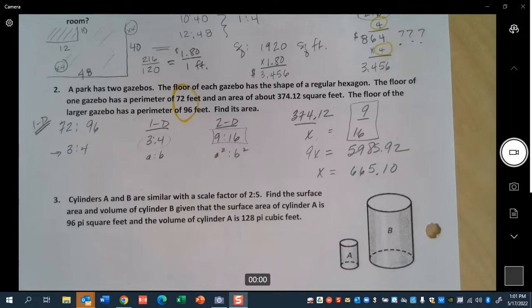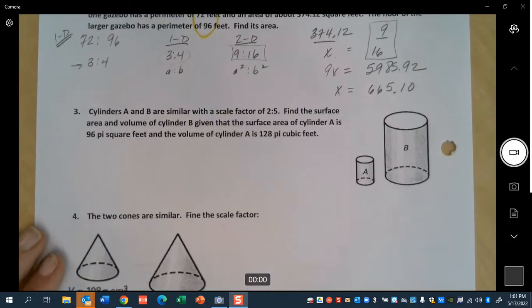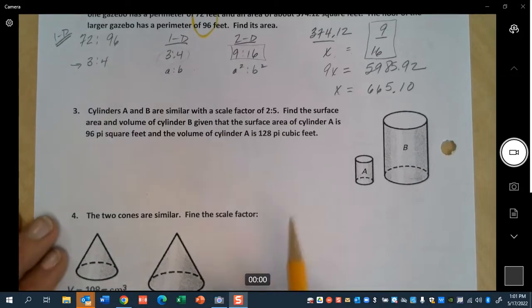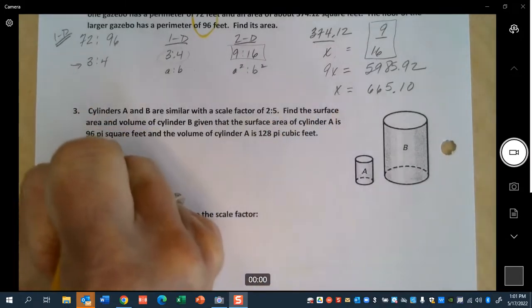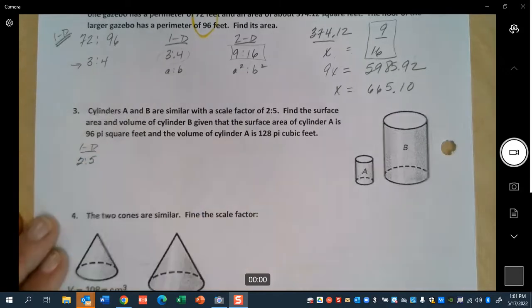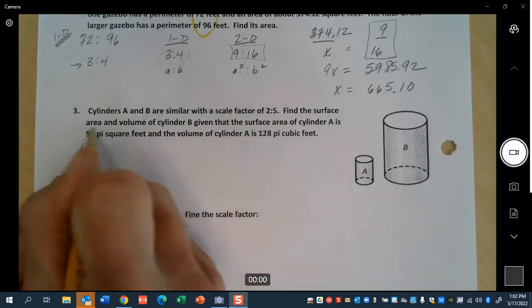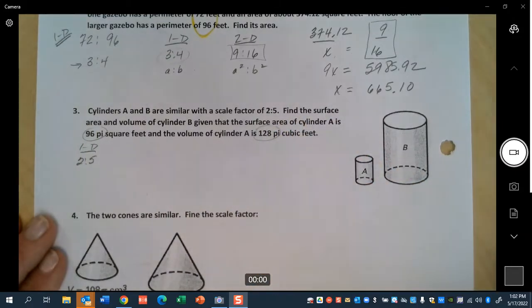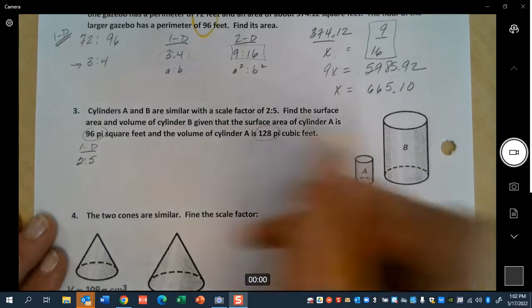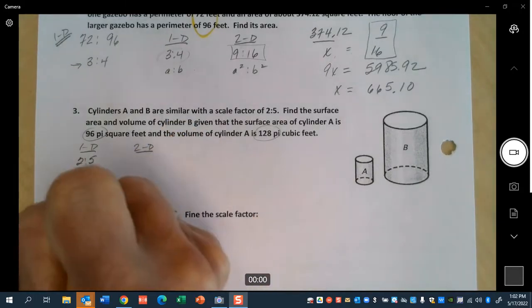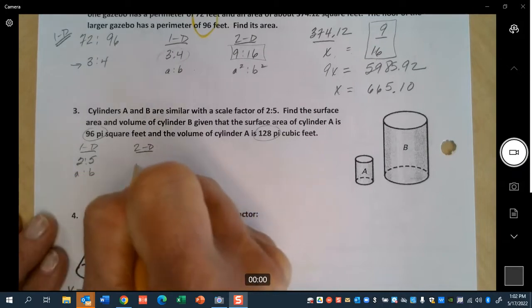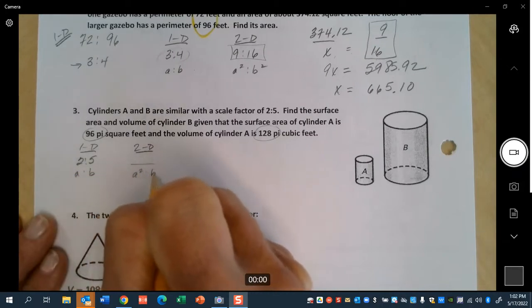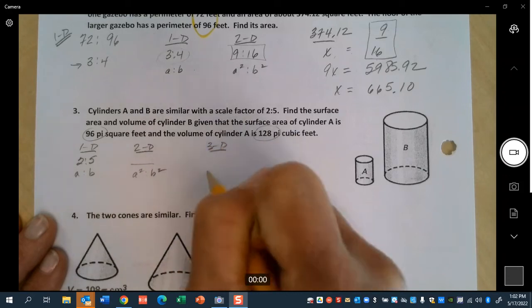All right. So let's talk about cylinders A and B. Cylinders A and B are similar with a scale factor of 2 to 5. That's their 1D story, 2 to 5. Find the surface area and volume of cylinder B, given that the surface area of cylinder A is 96 pi square feet and the volume is 128. So talk about this first with your partner. If this is A to B, what are you going to fill in here? And what are you going to fill in here?